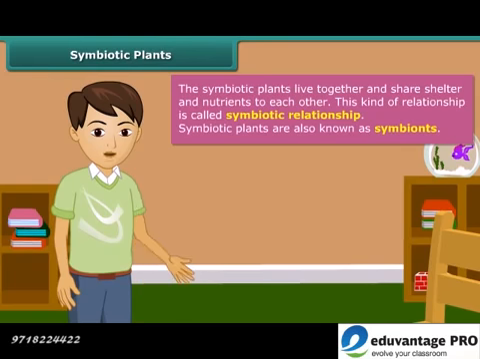Lichen is the association between algae and fungi. In this kind of relationship, algae provide food to fungi, and fungi provide protection, absorbed water and minerals to algae.